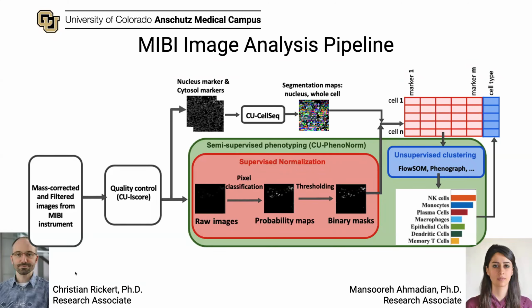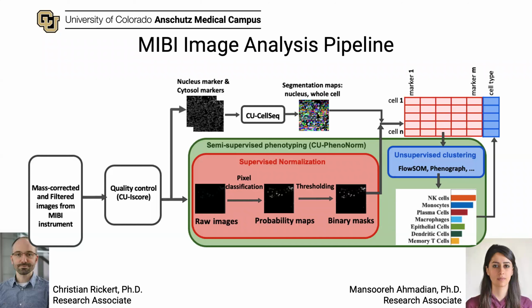But we really had nothing at the time that we started, and Chris helped really get this pipeline off the ground. This figure was made by Mansouri, by the way. So Chris kind of takes care of the front end here of this pipeline. Mansouri has developed everything inside of the green box, which is more on the phenotyping and clustering side of the workflow. So the first thing that has to happen is mask correction and filtering.